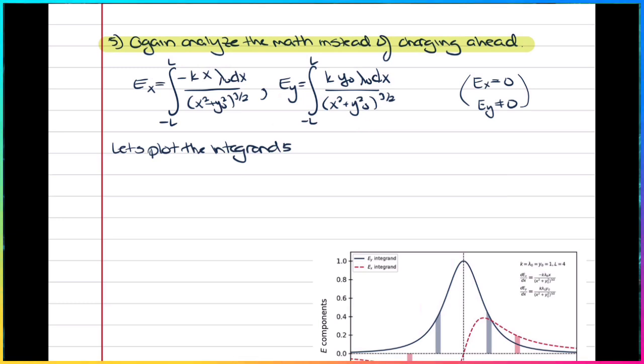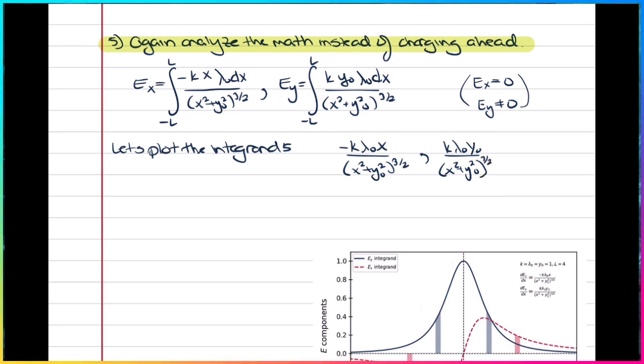So essentially we are going to plot this negative k lambda naught x over (x squared plus y naught squared) to the 3/2. And we're also going to plot k lambda naught y naught over (x squared plus y naught squared) to the 3/2.